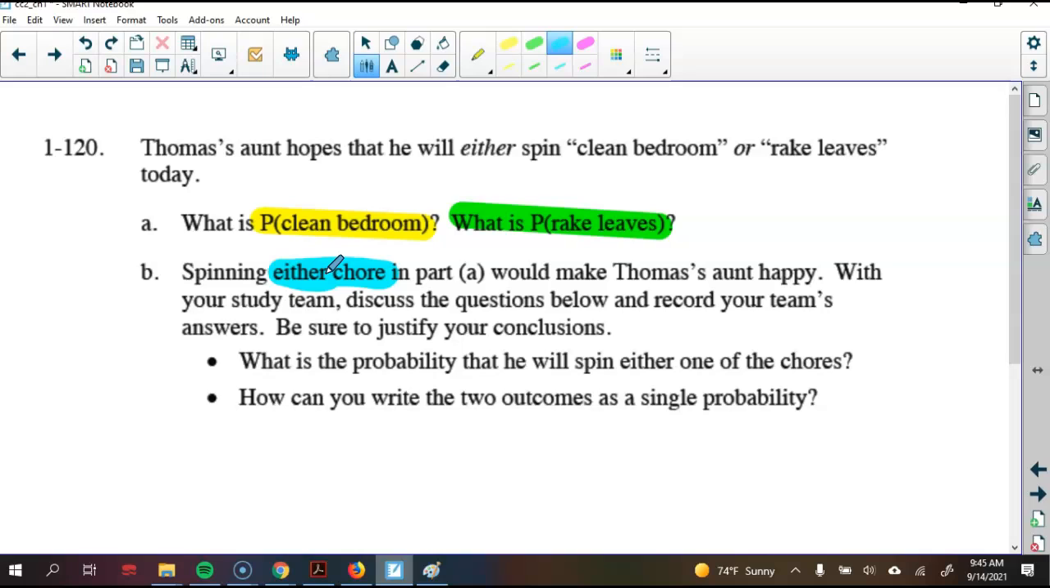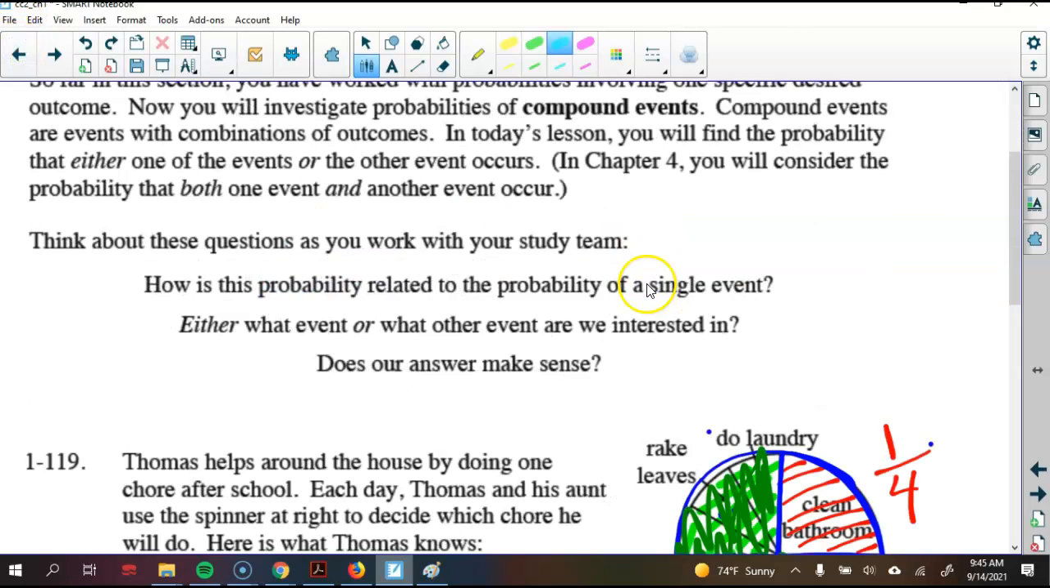I'm going to go copy a picture of the spinner. I might need a second. The one we just worked with, Thomas's chore wheel.